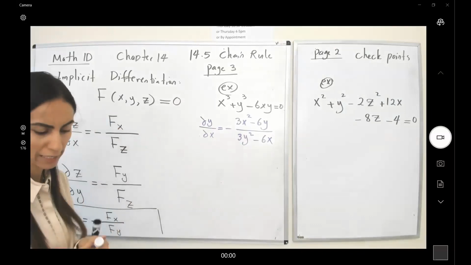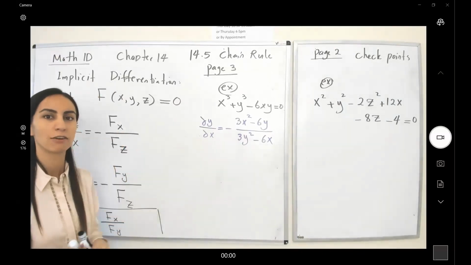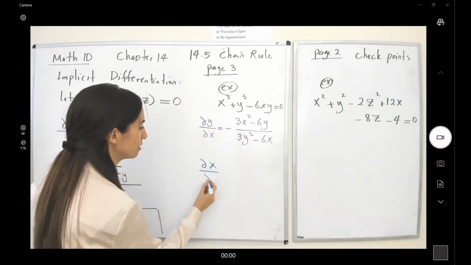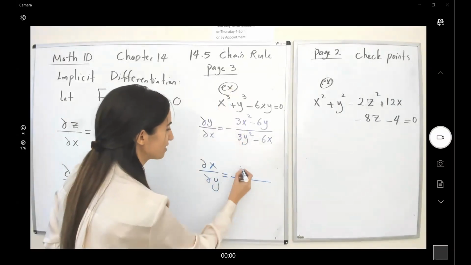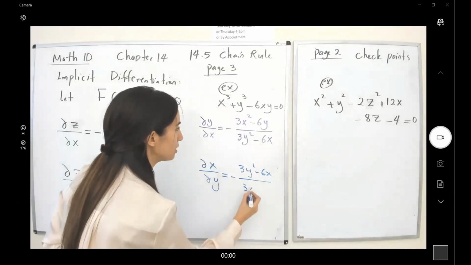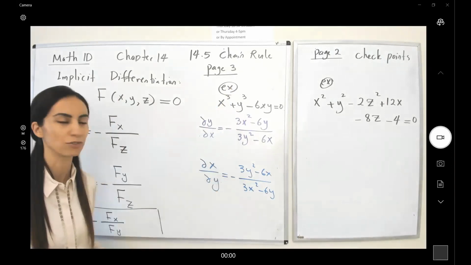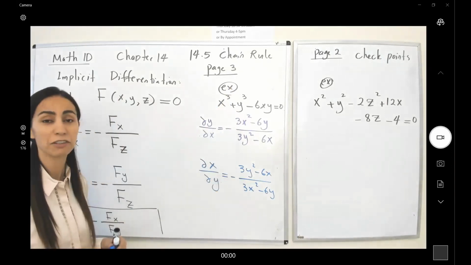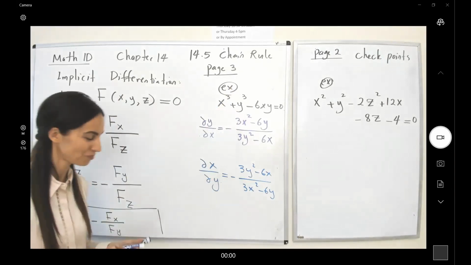I expect you to ask, what if the question says, find the derivative of x with respect to y? What is this guy? You have to just flip it. Minus 3y squared minus 6x divided by 3x squared minus 6y. Of course, you can just factor out 3 and cancel out 3. It makes it prettier, but this is just the derivative.